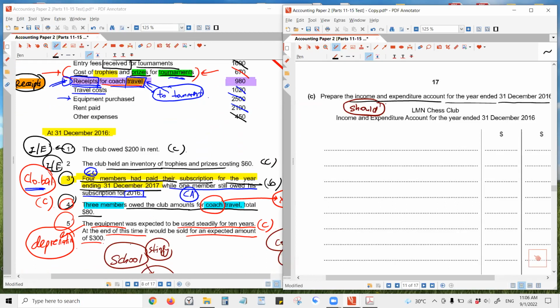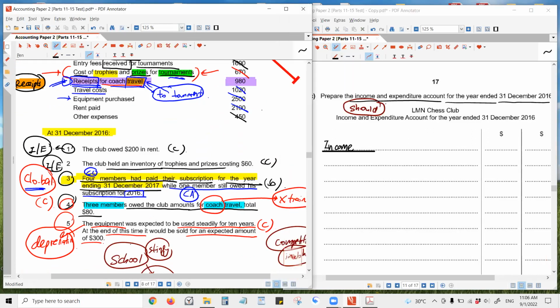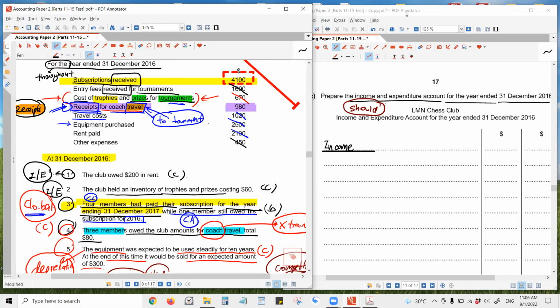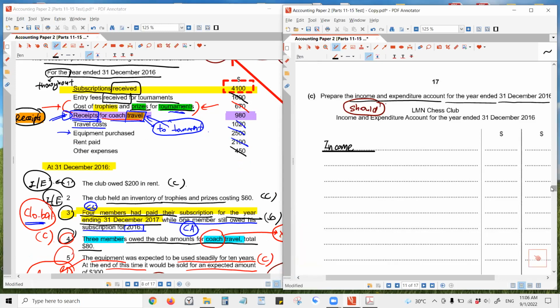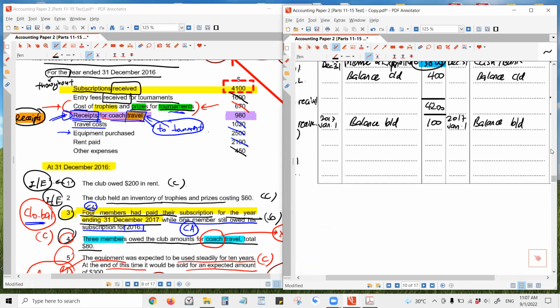Now you should start with what? You should start with the income section, income subheading. So where to look for incomes? You look at the receipts and payments account that you have prepared earlier, two pages earlier.